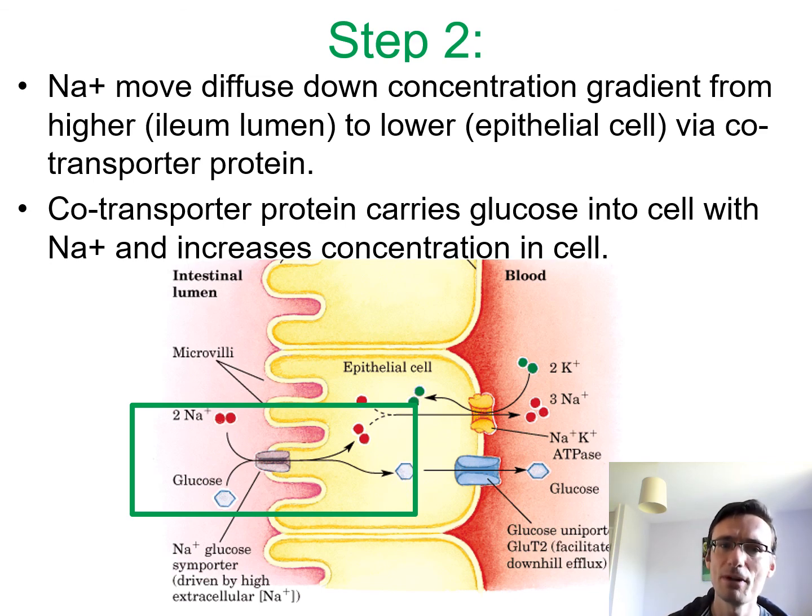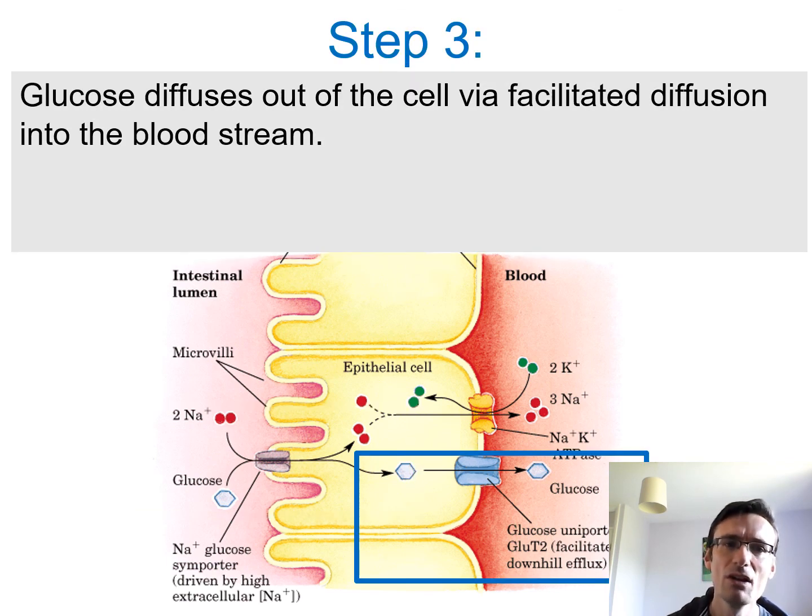The co-transporter protein carries a glucose molecule into the cell with every 2 sodium, and that therefore increases the concentration of glucose in the cells. The glucose then diffuses out of the cell via facilitated diffusion, and then it goes into the bloodstream.